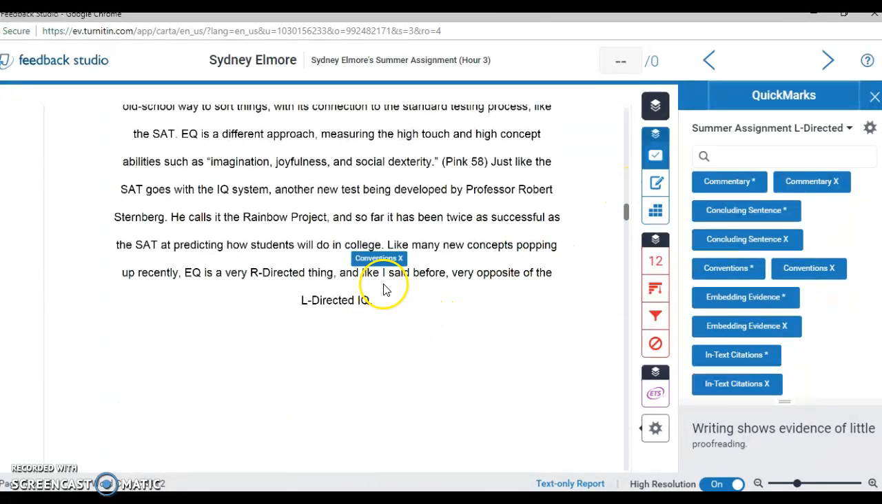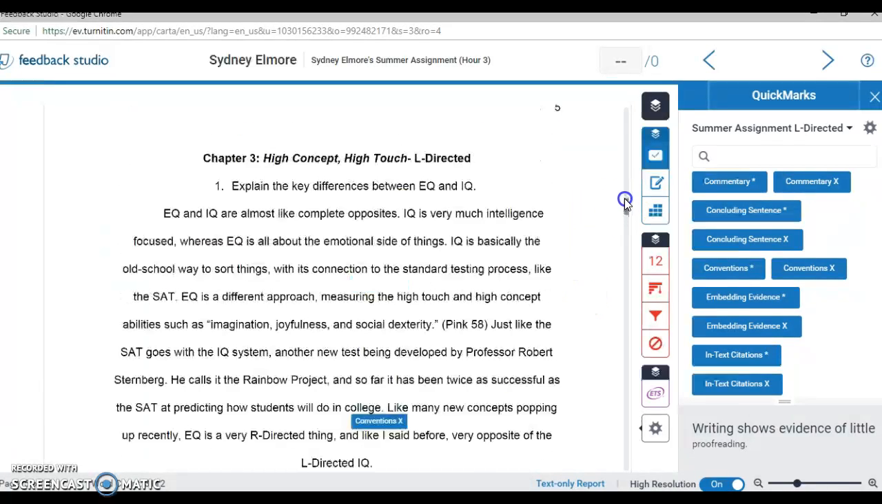And then in this paragraph, we want to avoid personal pronouns like I. So just say, EQ is R-directed and is the opposite of L-directed. So just kind of watch that.